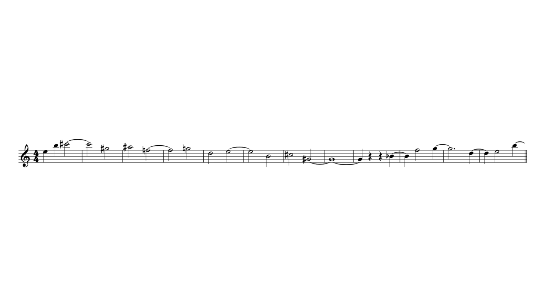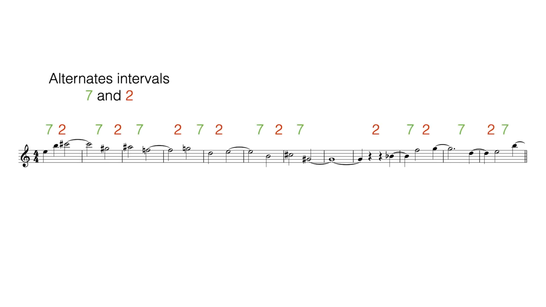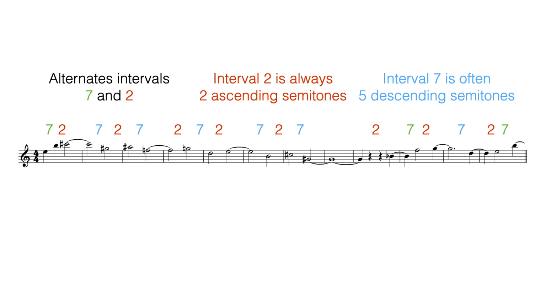The vocal line alternates two intervals, 2 and 7. The interval 2 is always represented as two ascending semitones. The interval 7 is represented either by 7 semitones ascending or, more commonly, 5 semitones descending.